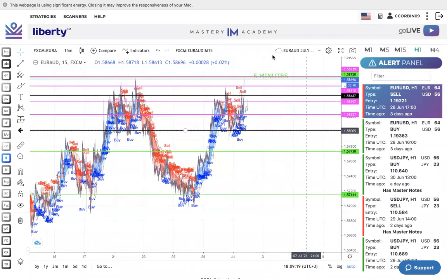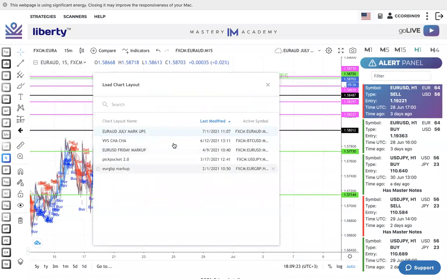Now let's see if I load up an old chart markup, because I don't really save my HFX markups too much. So let's see if Euro USD Friday markup. I last saved this on April 9th, 2021, right?